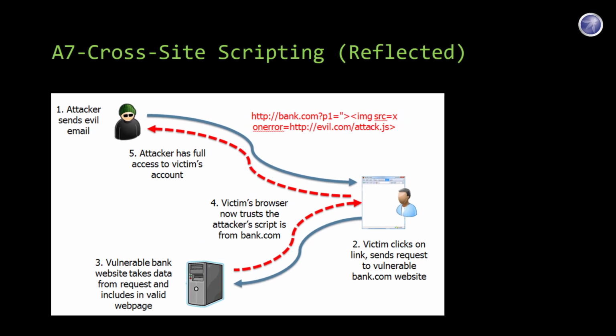First, the attacker will send an evil email to the victim after identifying that this domain is vulnerable to cross-site scripting. So this is a legitimate domain, but he attached a JavaScript file to it using this link. The victim receives this link through email, and once he presses on the link, the vulnerable bank application takes the data and includes it in a valid web page. Now the victim's browser trusts the script from this domain, and the attacker has full access to the victim's account.